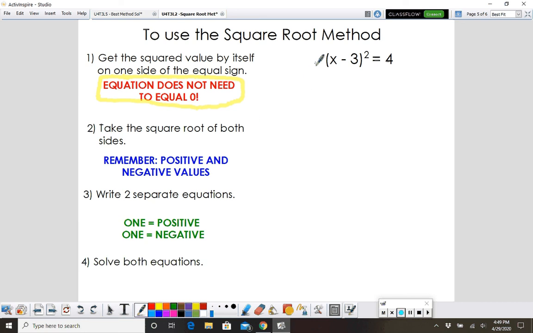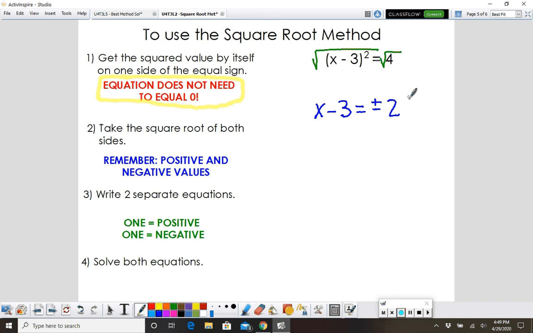What we're going to do is we're going to take the square root of both sides. When I take this square root, remember this square root and this square are going to cancel each other out. So I'm going to be left with x minus 3 on this side. When I take the square root of 4, I get 2, but remember it's positive and negative 2. So we got to have both values there.